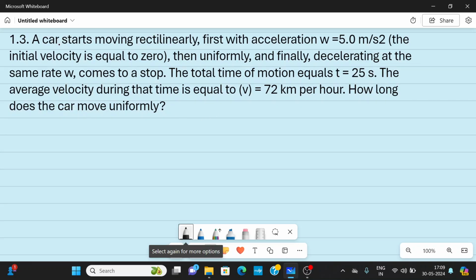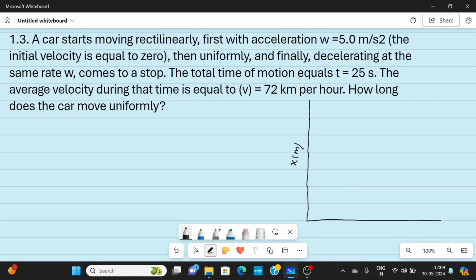So in the problem it is said that car is moving rectilinearly, means car is moving along a straight line. So in place of position time graph we will represent the motion of car with xt graph, which is shown here. On y-axis we represent x, which is in meter, and on x-axis we represent time, which is in second.